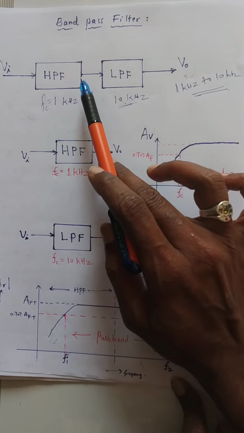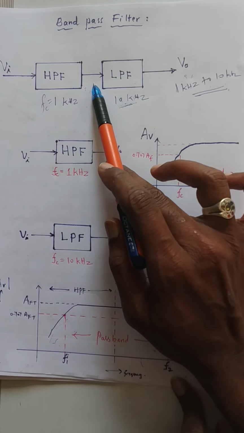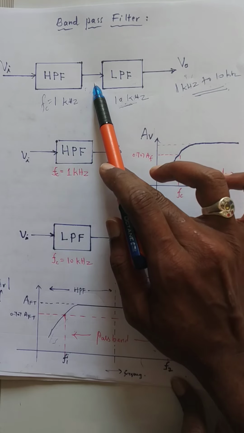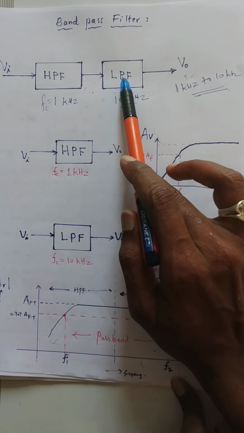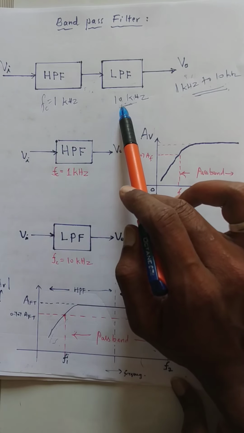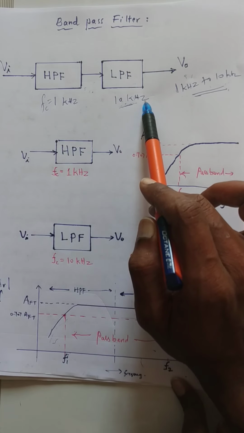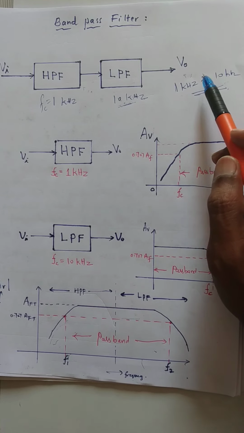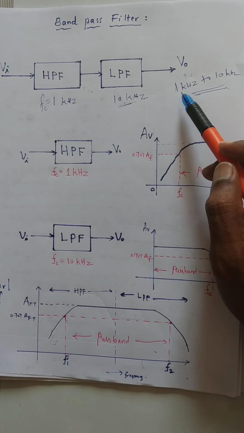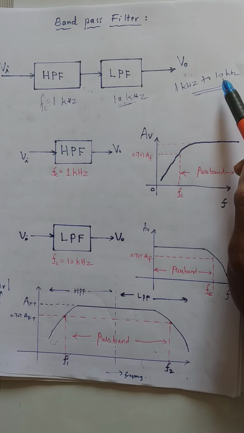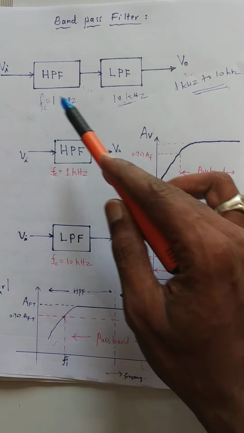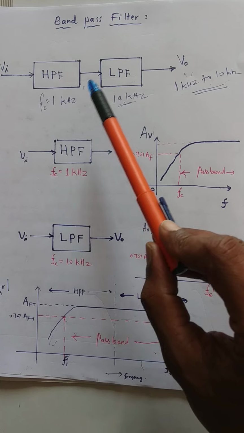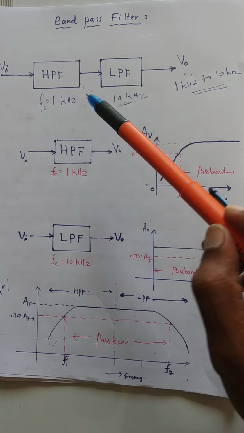So the output of the first stage is only above 1 kHz. Such an input is given to the low pass filter. It will allow the signal frequencies up to 10 kHz, hence the resultant frequency range is 1 kHz to 10 kHz. So we are getting a range of frequencies between 1 kHz and 10 kHz. Like that, we can realize a band pass filter using one high pass and one low pass filter in cascade.